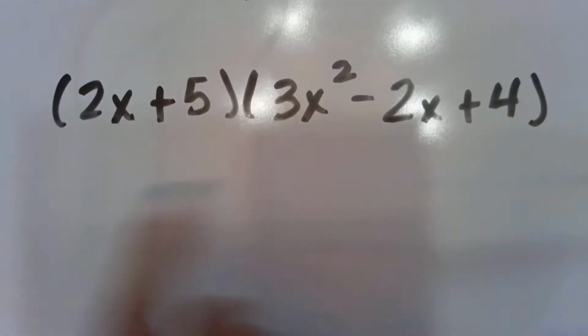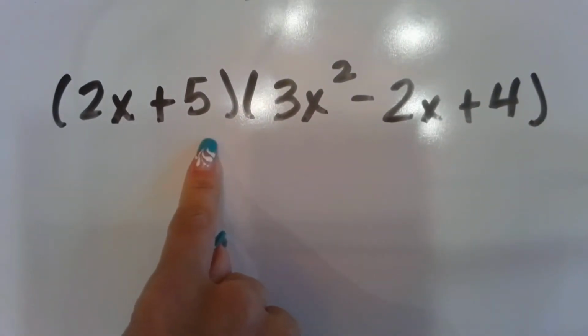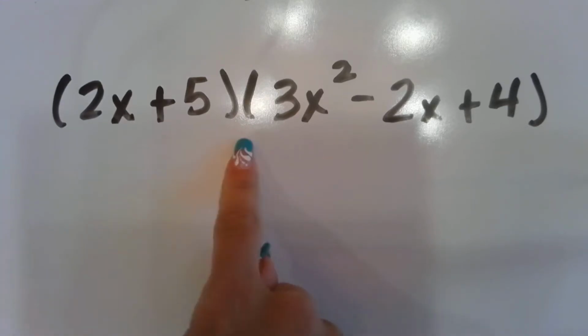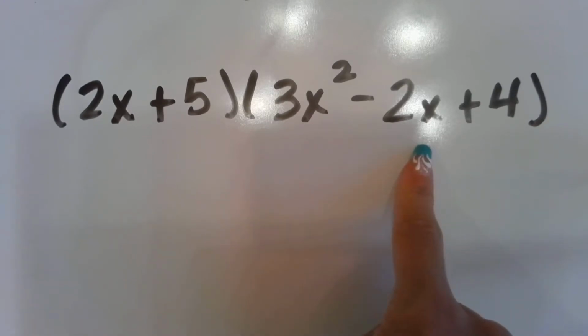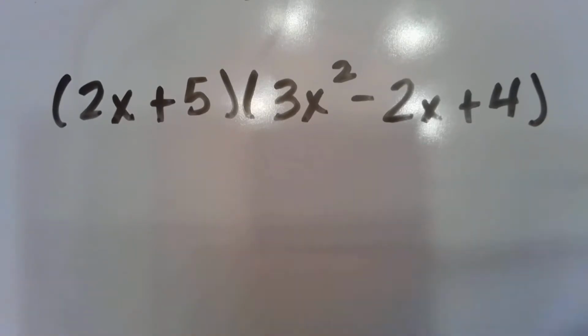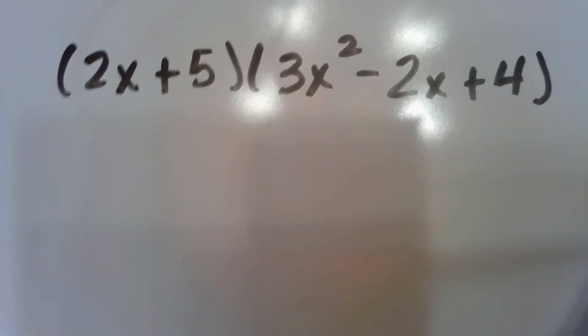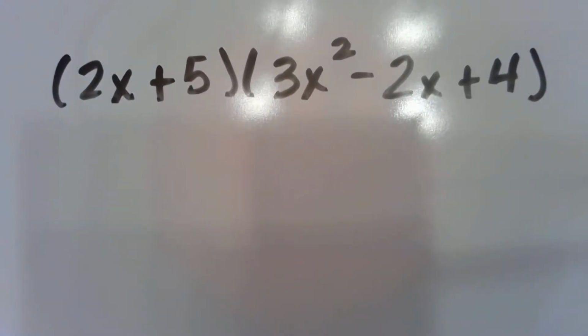As we can see here, we have the binomial, bi meaning the two pieces, the binomial 2x plus 5 times the trinomial 3x squared minus 2x plus 4. Just like we did in the other videos, we know we are multiplying because of these parentheses. So we are going to be using the box method to multiply.